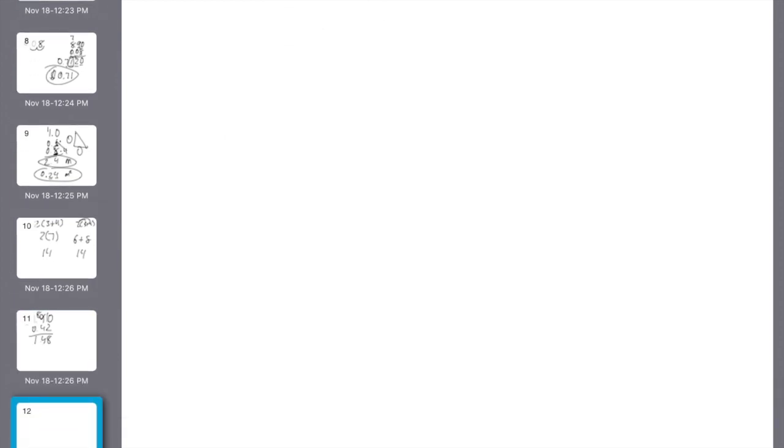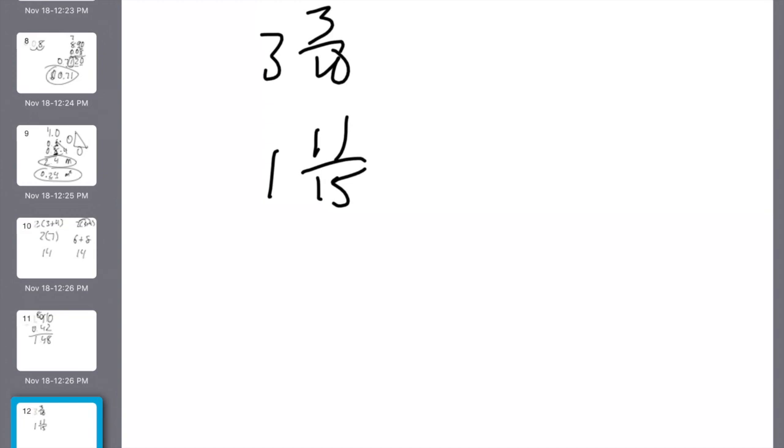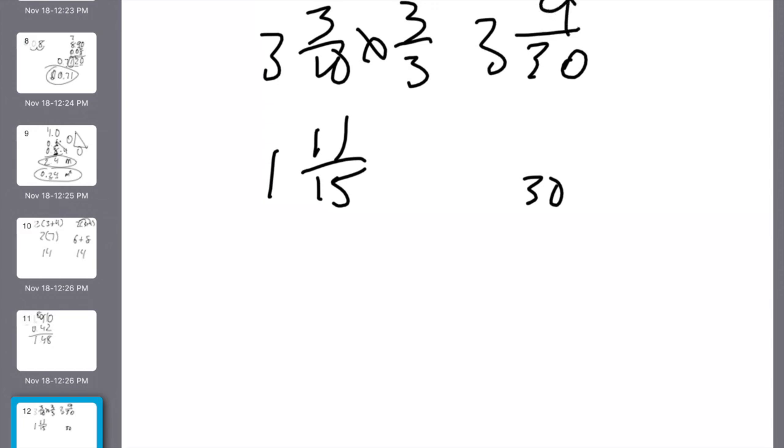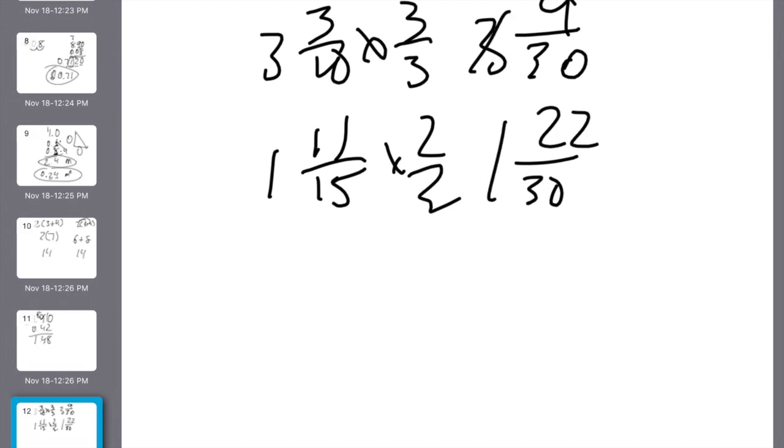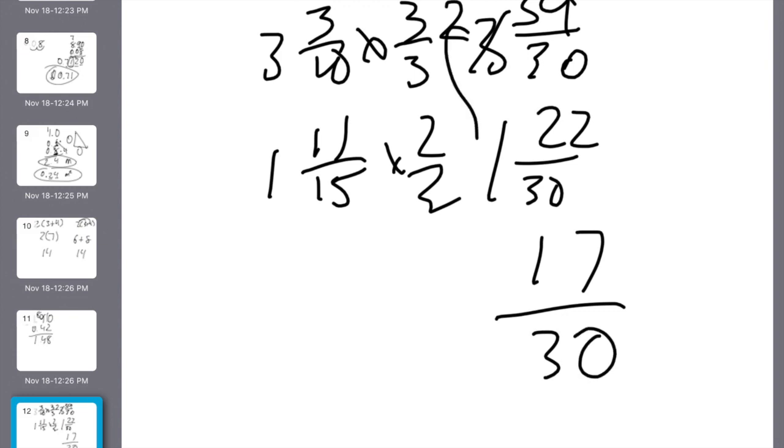We're subtracting 3 3/10 minus 1 11/15. Common denominators would be 30. Times by 3/3 would be 3 9/30. This would be times 2/2 would be 22/30. Can't do that. Borrow becomes a 2. I'm adding a 30 to the 9 is 39. Subtract is 17/30. 2 minus 1 is 1.